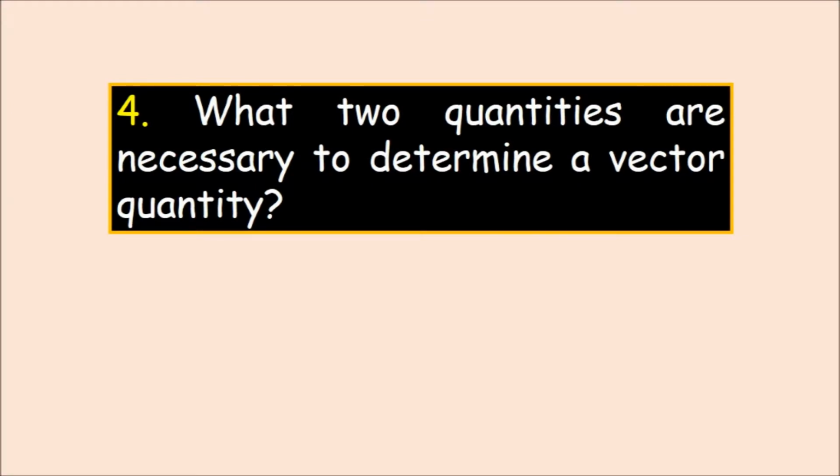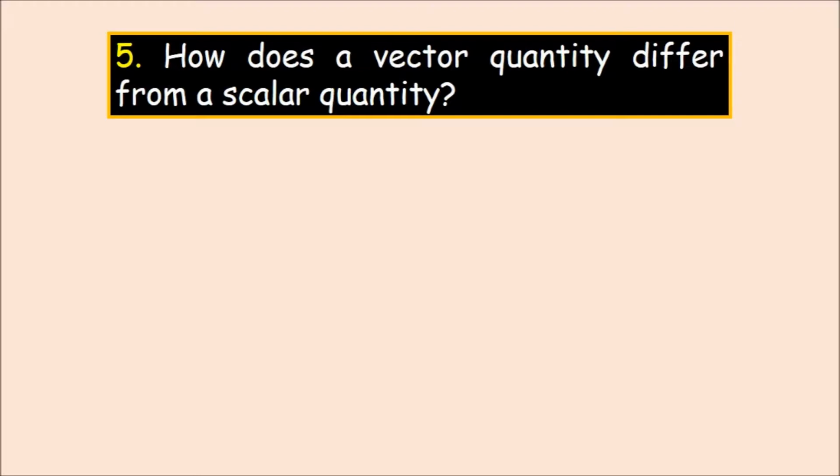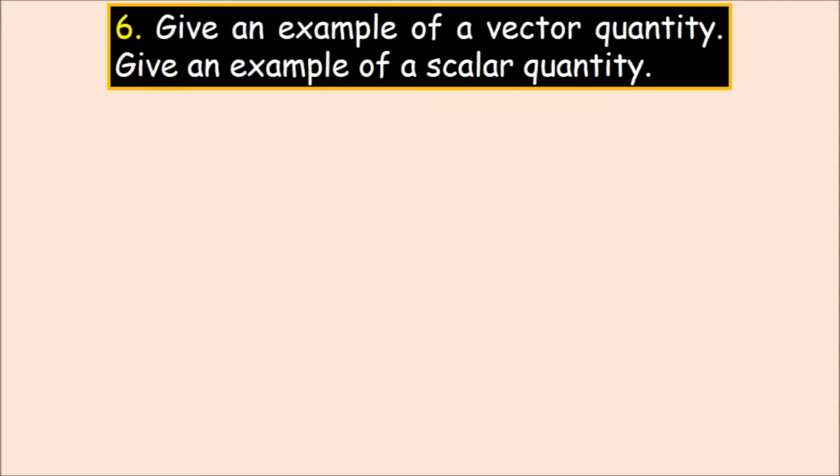What two quantities are necessary to determine a vector quantity? Well, a vector is something with magnitude and direction, whereas a scalar quantity is something with just magnitude. In chemistry, you learned mass, length, time. Those are all scalar quantities. So how does a vector quantity differ from a scalar quantity? Well, the scalar quantity has only magnitude, and the vector quantity has both magnitude and direction. Again, scalar quantities such as mass, length, there's no plus or minus length.